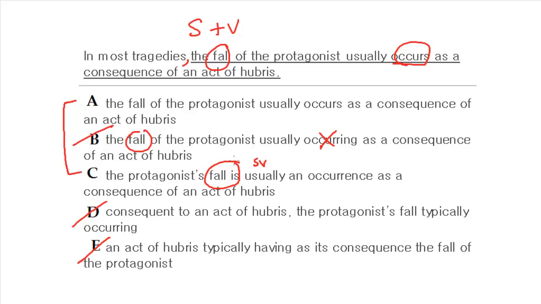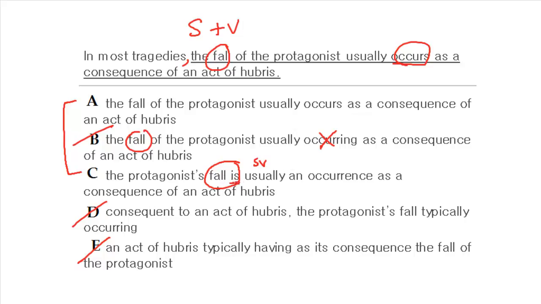And what is the difference between A and C? The original sentence says what? Fall occurs. That's the main idea. Fall happens, right? But in this case, in C, it says protagonist's fall is usually an occurrence. So the main idea actually completely changed. C says fall is occurring, as opposed to saying what? Fall occurs. Right? So which one is better?